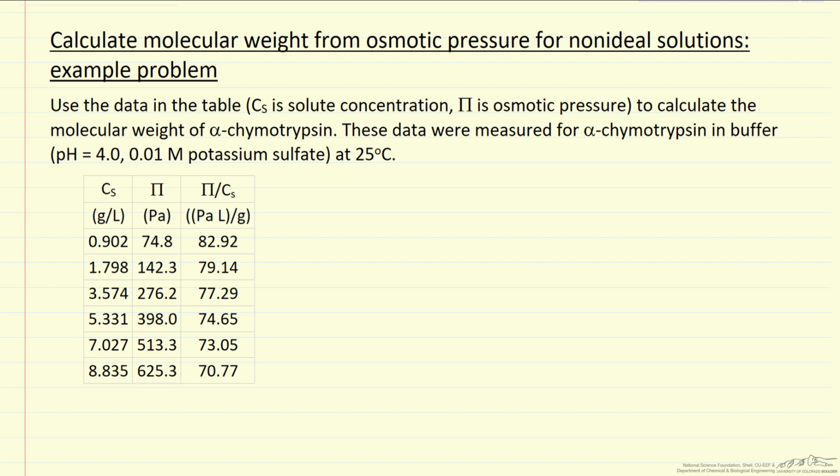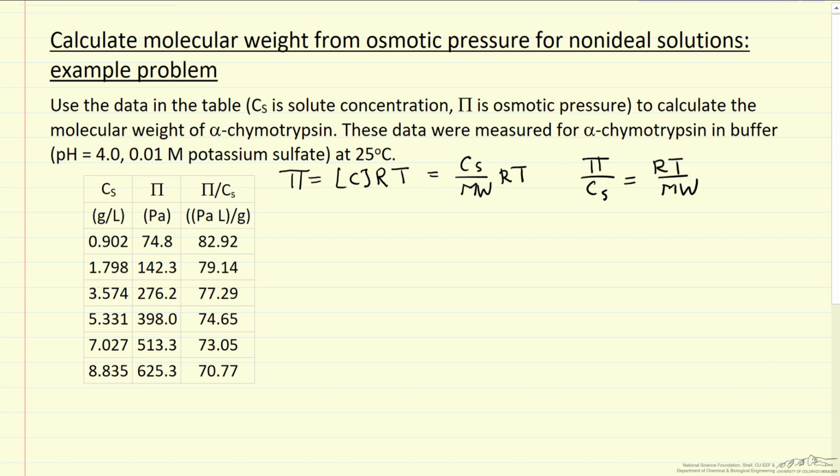So if we think of the osmotic pressure equation, and let's look at it for an ideal solution, where the osmotic pressure equals the molar concentration times the gas constant times absolute temperature, or in terms of mass concentration, C_S over the molecular weight times RT. Well, the ratio then of the osmotic pressure to the concentration should be a constant, RT over the molecular weight. But it's not for these data, which means we have a non-ideal solution.